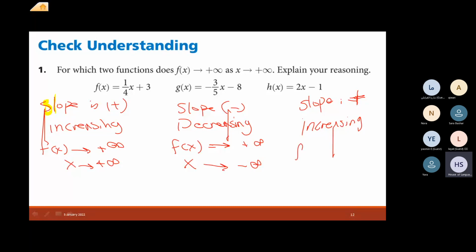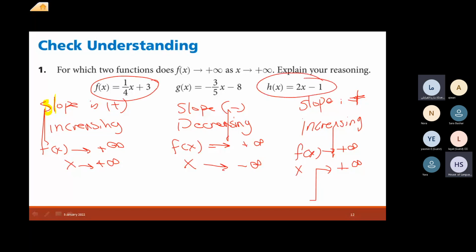f of x, and it's positive. x approaches where? And x is negative. So which positive? Two functions? They are the first one and the last one. Teacher, you see here there's a subtraction sign. This is no, look at this.